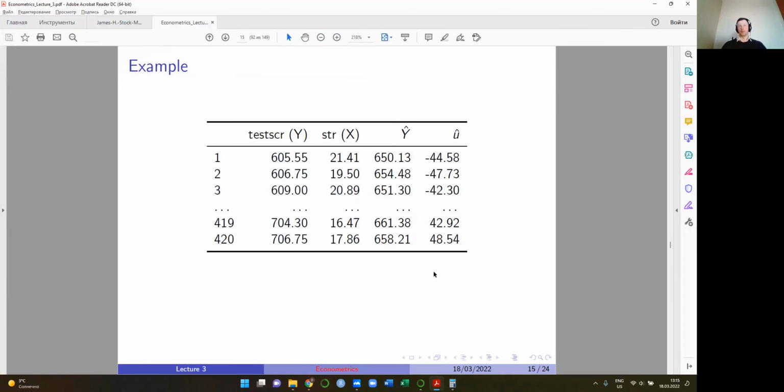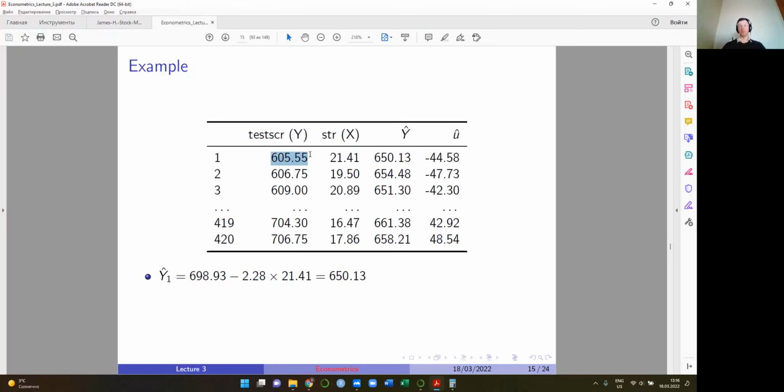Well, the example of predicted values and residuals. So I also extracted something from the table. For example, we want to calculate the predicted value of y for the first district. What we need to do? We need to take that formula, beta 0 hat plus beta 1 hat multiplied by the student to teacher ratio. So we know that beta 0 hat is here, beta 1 hat is this one, and then we plug in the value of student to teacher ratio, this 21.41. We plug it here, and with the help of this, we are able to calculate the predicted value of y, or y hat, this 650.